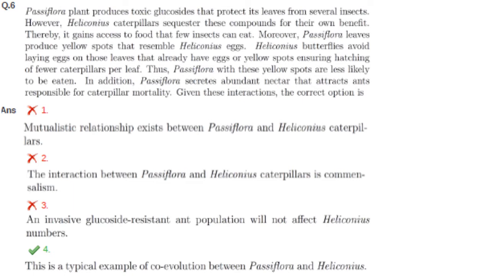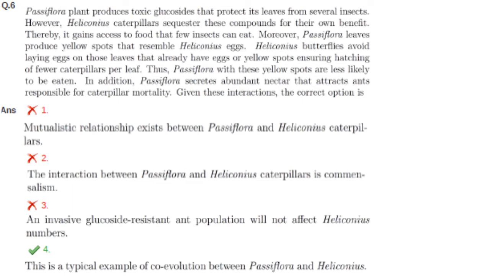So glucoside is secreted by Passiflora to ward off insects and protect its leaves. But if there is an ant population that is resistant to this glucoside, it will affect heliconius members, because ants will naturally eat heliconius caterpillars.